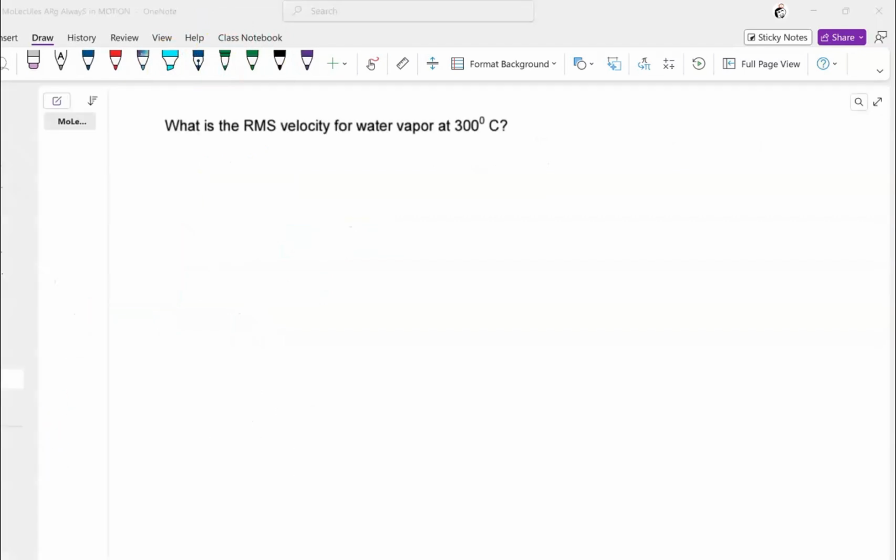So let's ask, what is the root mean square velocity for water vapor at 300 degrees Celsius? Let's remember that water is H2O, and it has a molar mass of 18 grams. We're going to get that into kilograms for our equation, so we're going to divide it by 1,000. We get 0.018 kilograms. Let's plug this in. What's our root mean square velocity?